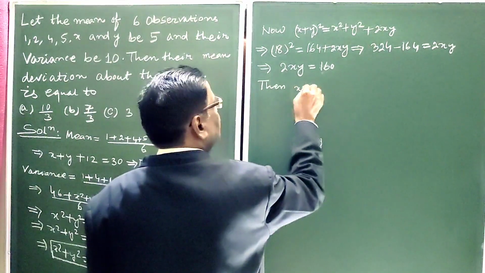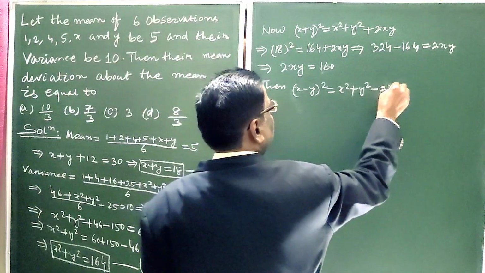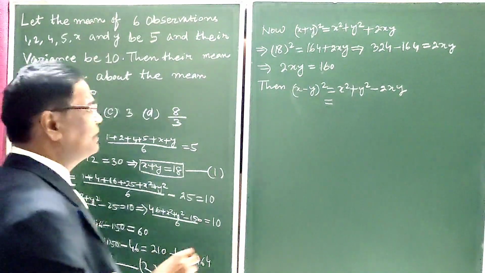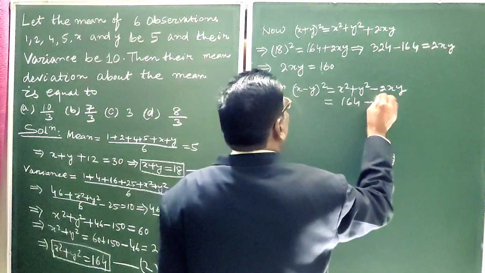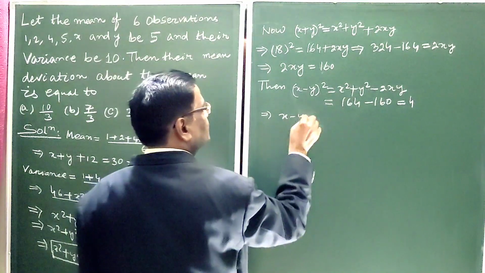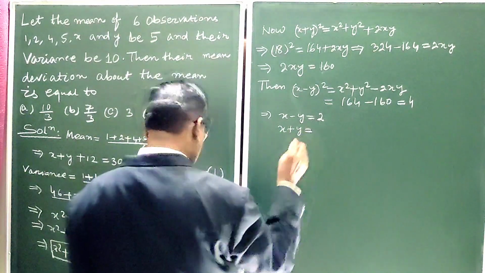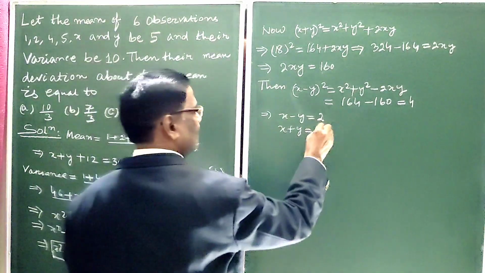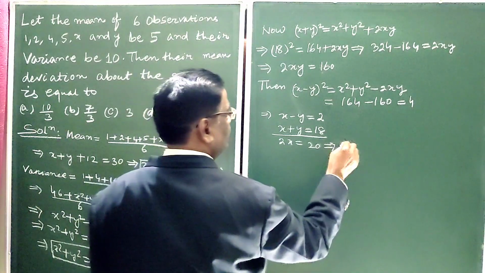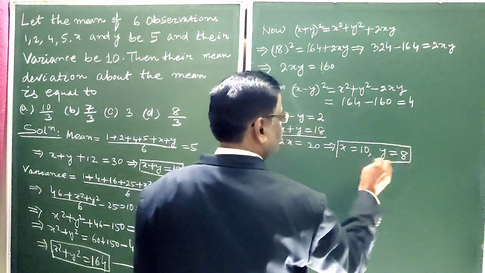Then (x minus y) whole square is equal to x square plus y square minus 2xy. Here x square plus y square is 164, and 2xy is 160, which gives 4. This implies x minus y is equal to 2. We have x plus y is equal to 18. So adding, 2x is equal to 20. This implies x is equal to 10. So y is equal to 8.